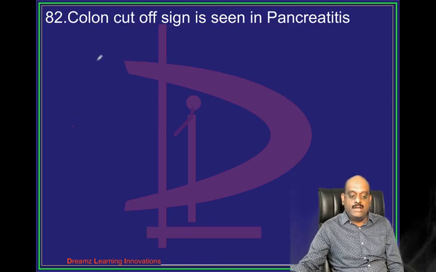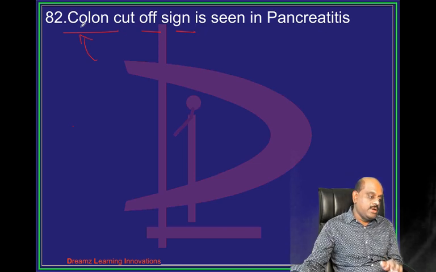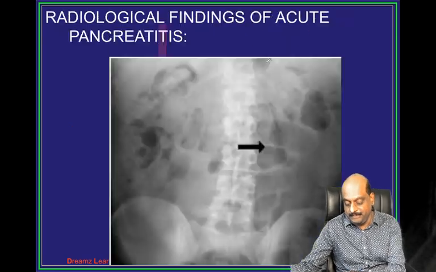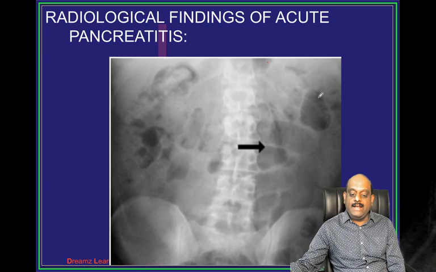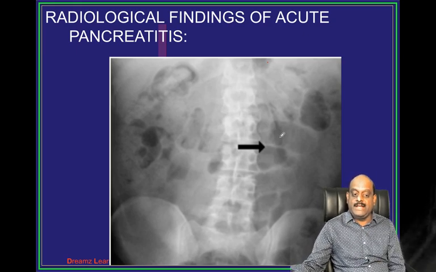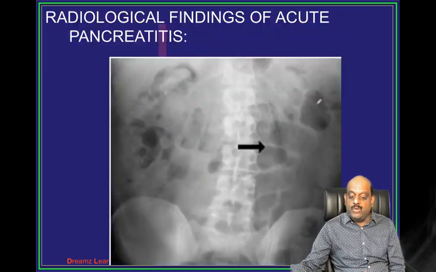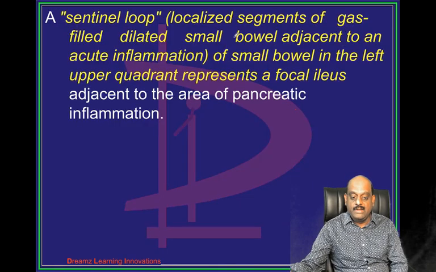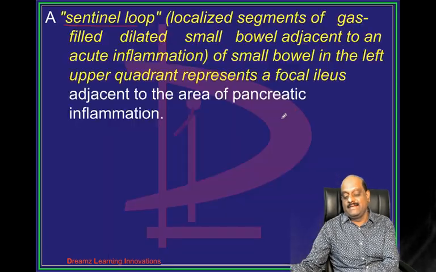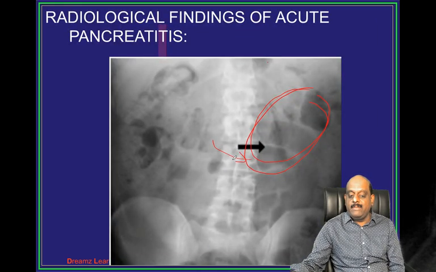Now, doctor, colon cutoff sign. Where do we see it, doctor? Colon cutoff sign, we see it in case of pancreatitis. So typically colon aapko dikhta hai, dikhta hai, dikhta hai, suddenly band ho jata hai in acute pancreatitis. So in acute pancreatitis, what is this called? Sentinel loop. A sentinel loop is a localized segment of gas-filled dilated small bowel adjacent to acute inflammation.